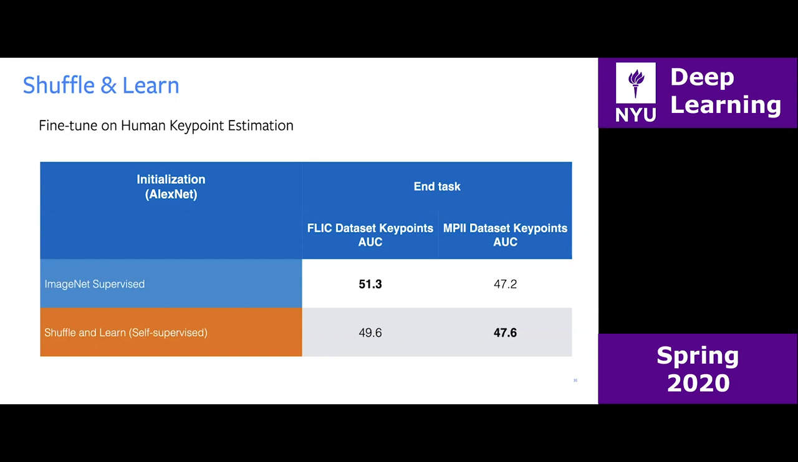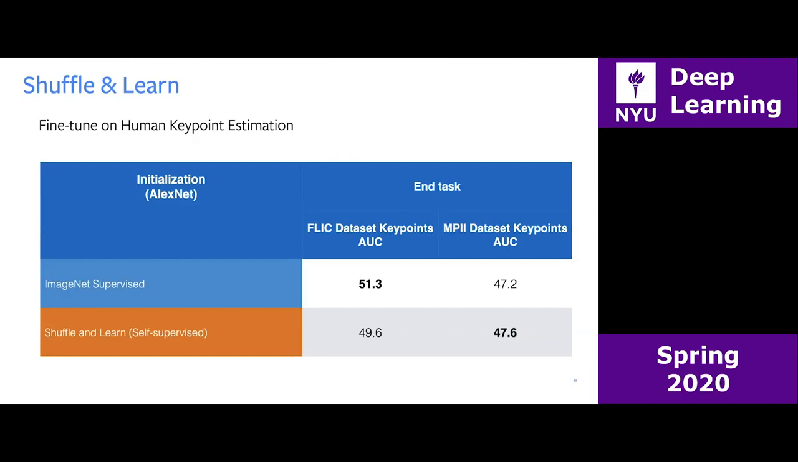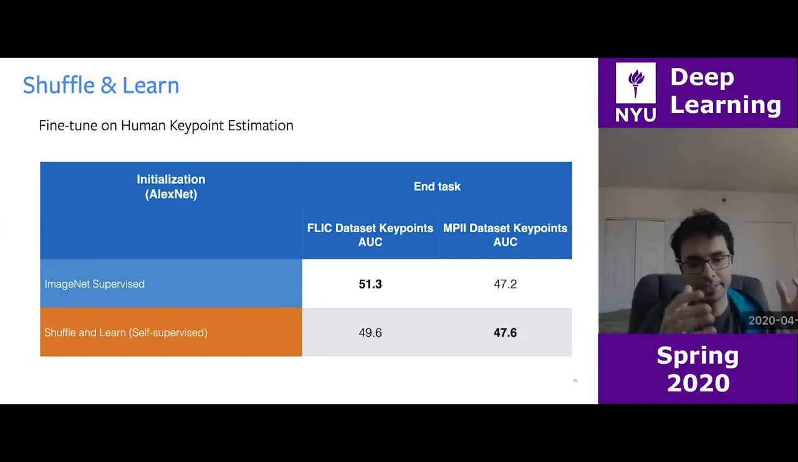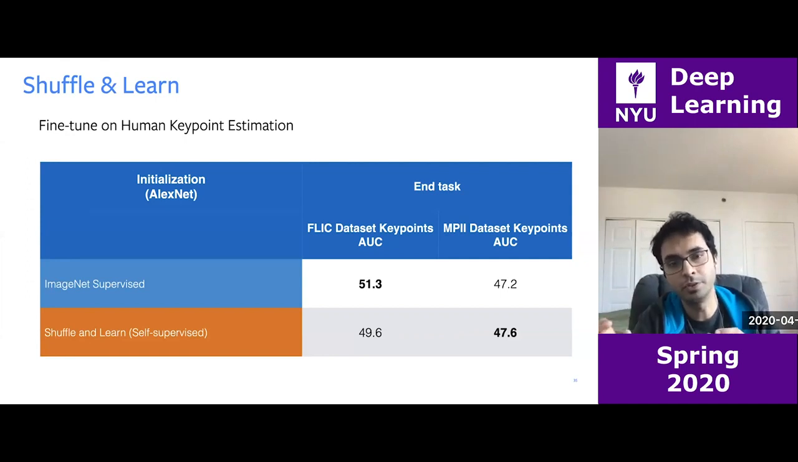So for this example, you said you fine-tuned it on human key point estimation. Is that kind of like a supervised step once you have your pretext representations? Yes. So the pipeline generally goes like this: you do a pre-training step. That can be, say, ImageNet supervision, which is predicting 1,000 classes. And then you have a downstream task where you have a small amount of labels. In this case, that's predicting the human key points.